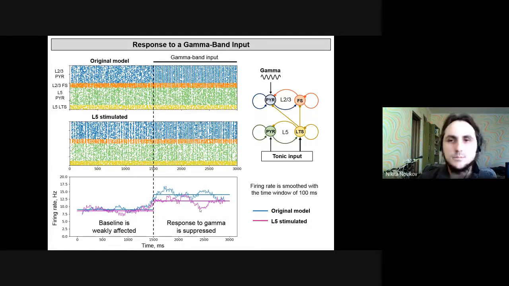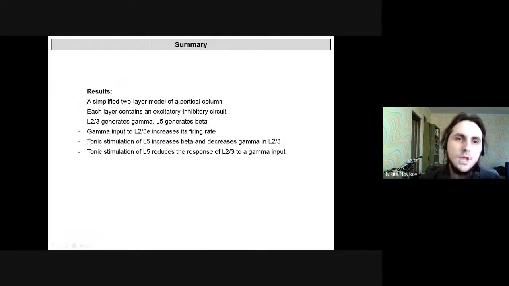And if we suppose that gamma band input is new information, decreasing response to this new information means that we promote the previous state, so cortical status quo. And here are the results, just a list of what I've shown to you already.